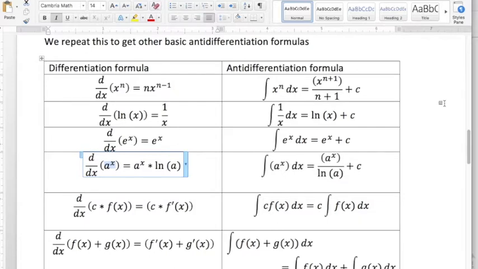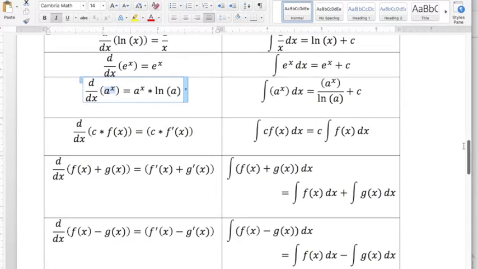Then we have some formulas on how you build things together, and those formulas tell us something like the derivative of a constant times a function is a constant times the derivative of the function. So the antiderivative of a constant times a function is a constant times the antiderivative of the function.